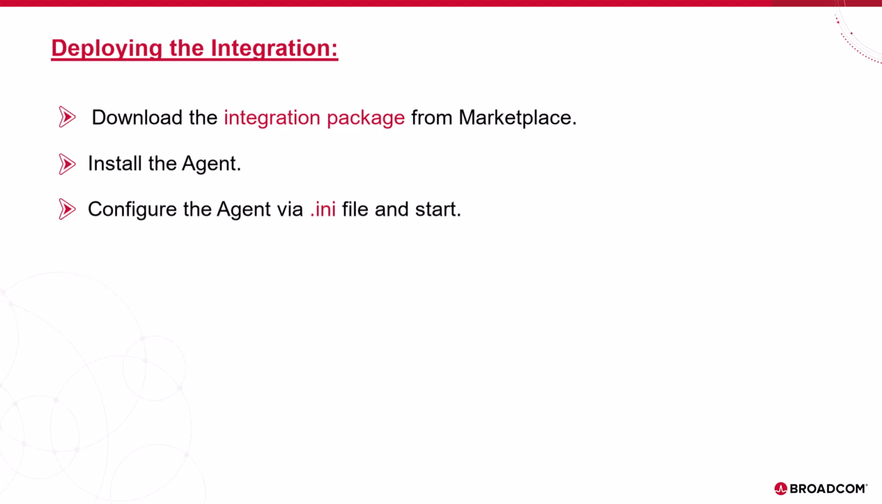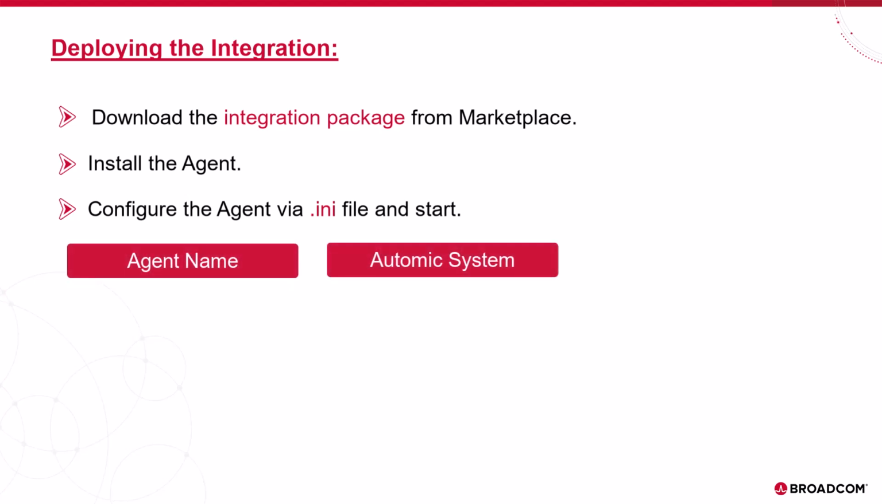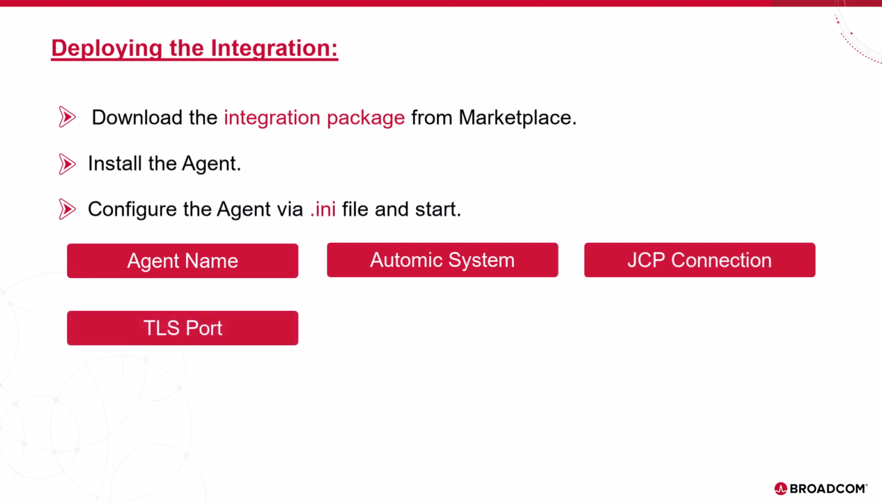The SAP Integration Suite is a standard Automic agent. It requires at least 4 values to be updated: agent name, Automic system, JCP connection and TLS port, and finally TLS certificate. When the agent is configured, we start it. New object templates are deployed.